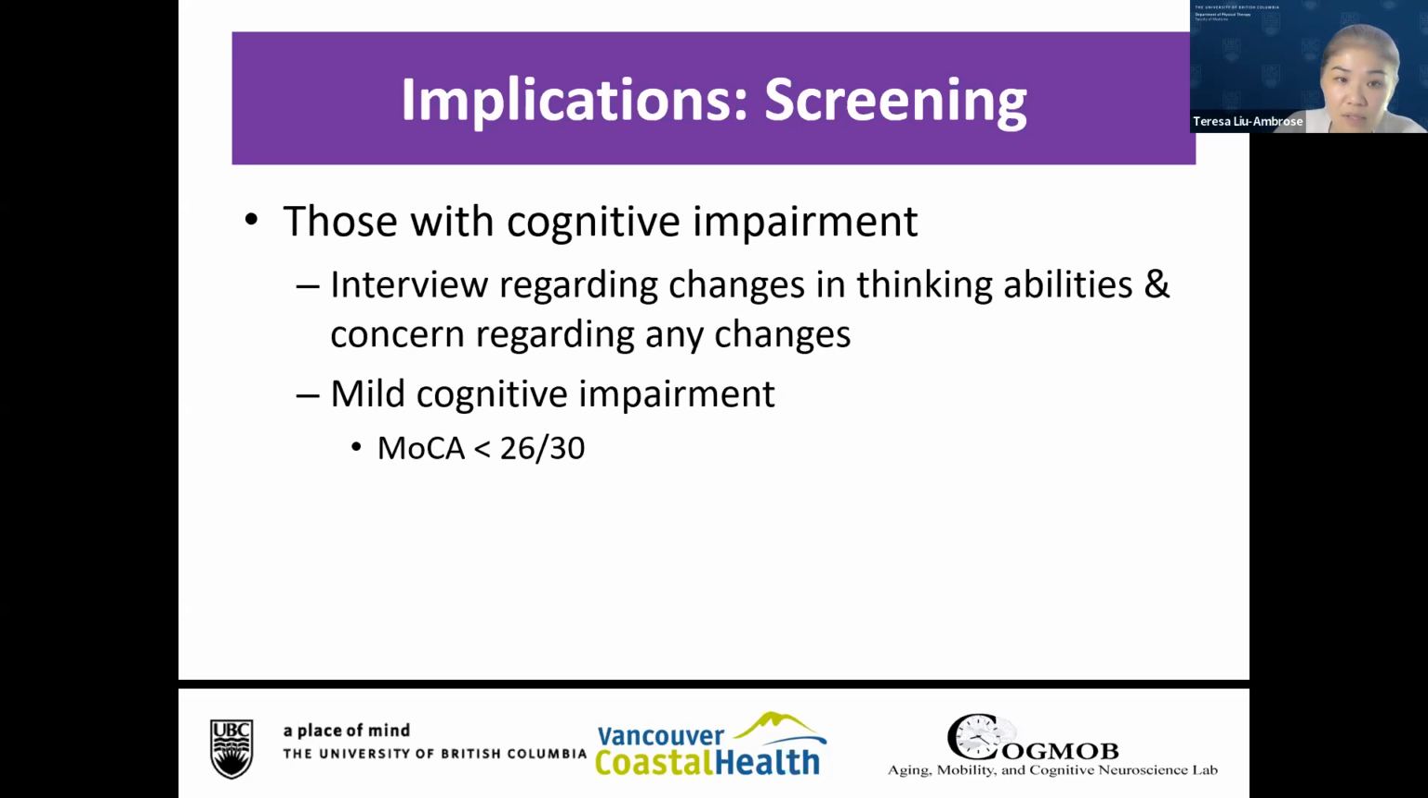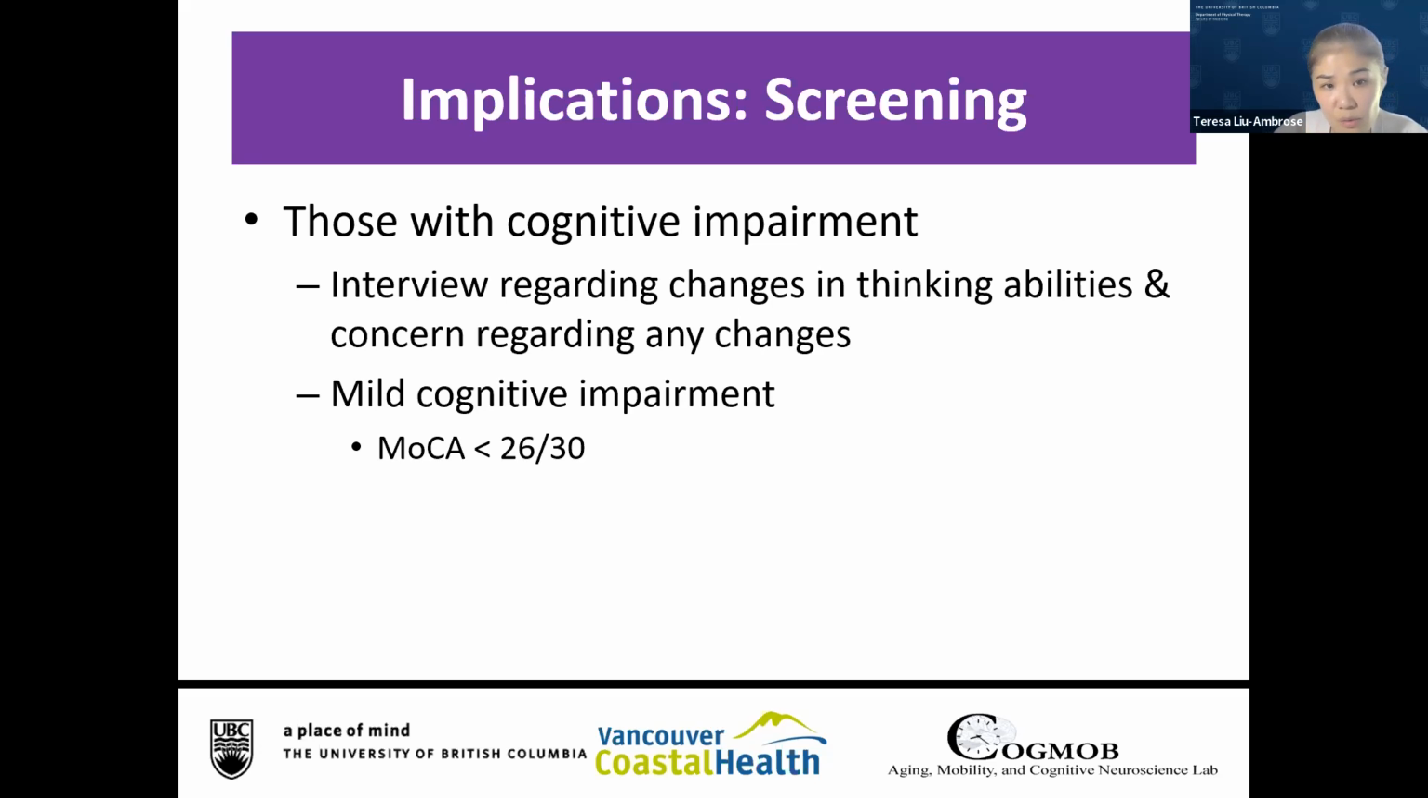Having subjective cognitive impairment has been shown to be indicative of greater risk for developing cognitive impairment and potentially putting people at risk for falls. There's still more research needed to understand why that is, but there is value in asking people and thinking about whether there are truly changes within the context of their cognitive abilities.